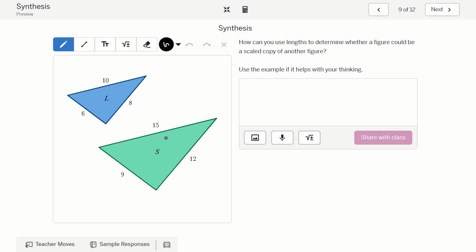Before we begin, how can I tell? Can 10 become 15? What 10 times what becomes 15? Can I multiply 8 by something to become 12? 6 by something to become 9? How can I figure out what the scale factor is?